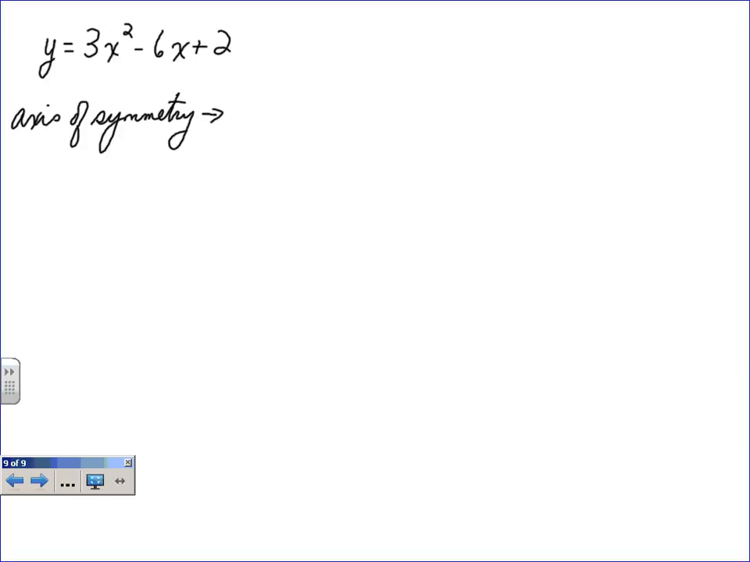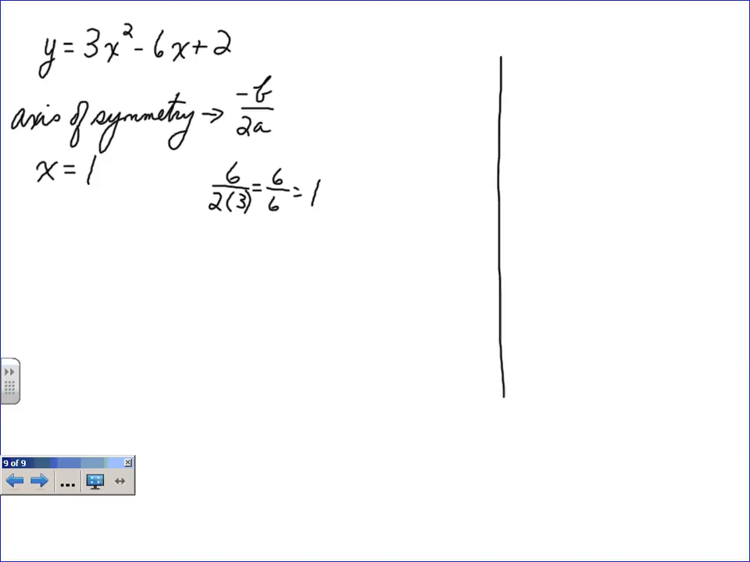To find the equation of the axis of symmetry, that dotted line, it is the opposite of the b term over 2 times a. And what is the opposite of negative 6? Because that's my b term. So the opposite of that is a positive 6 over 2 times a. What's a? 3. And 6 over 6 is 1. So the equation of the axis of symmetry is x equals 1.